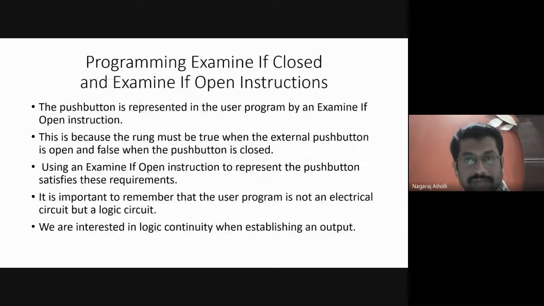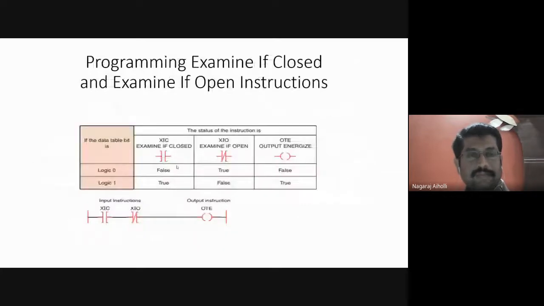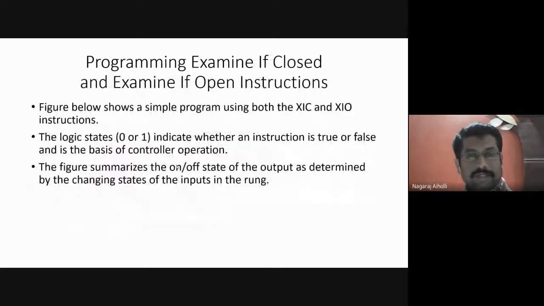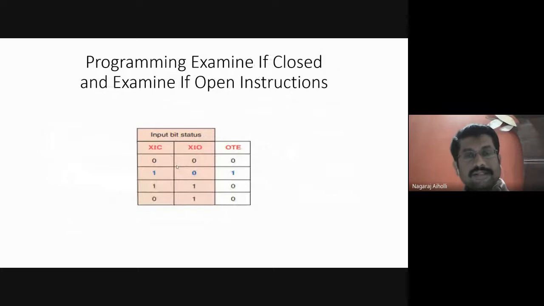Where we were examining if open instruction. Right, this is the truth table. That's the same thing I highlighted, the 4 conditions for XIC and XIO.